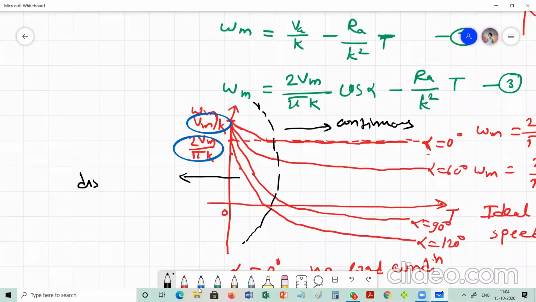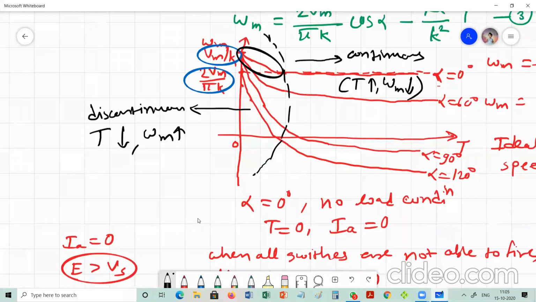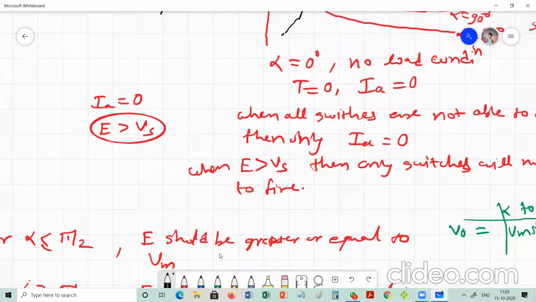Discontinuous conduction. You can observe that for discontinuous conduction, torque is reducing but the speed is increasing. For this part you can observe the speed is increasing. For continuous conduction, torque is increasing but speed is decreasing. Yes, decreasing somewhat. So from that we can have 2 points.